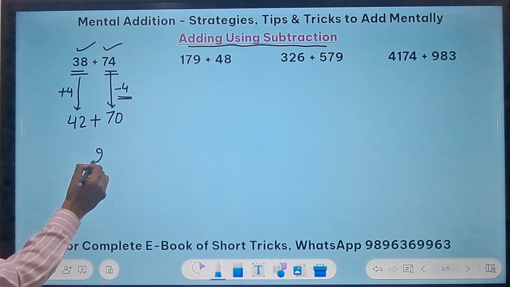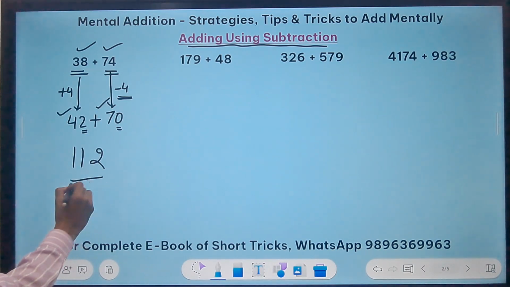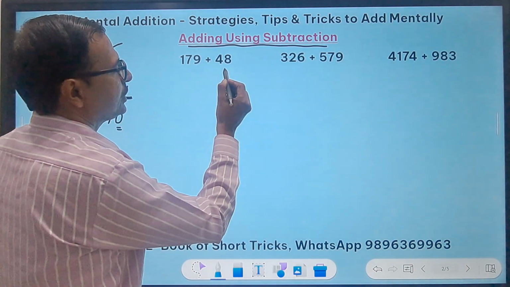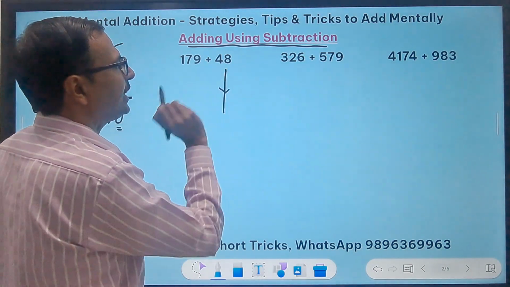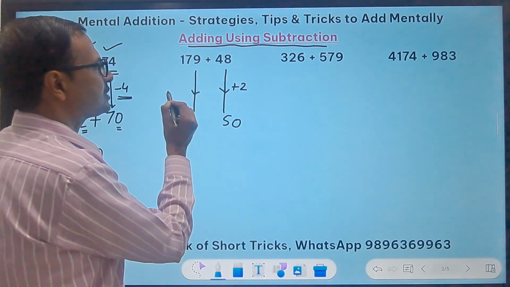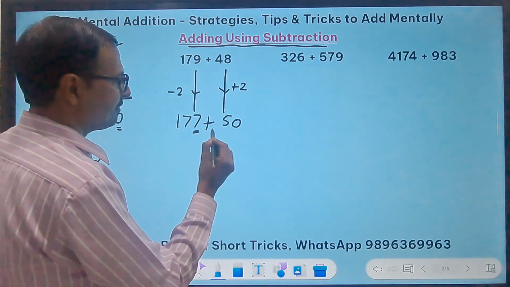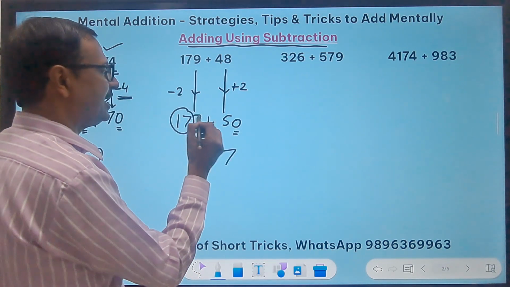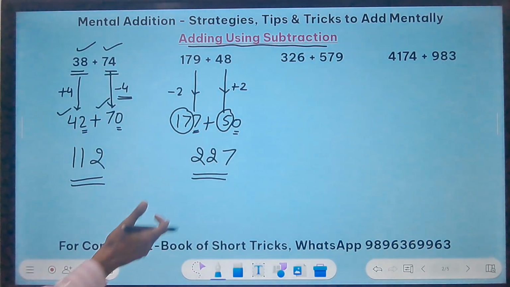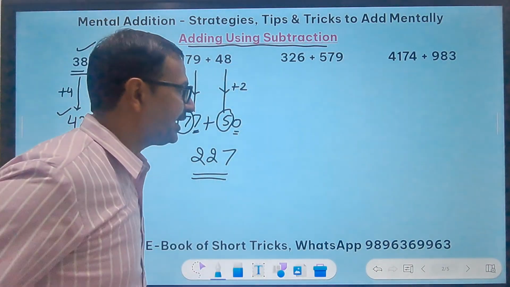Now 42 and 70. So 2 doesn't change, right? The unit place doesn't change. It's only 7 plus 4 which you have to do in the mind, and you will get your answer. Let's apply it here. Okay, so here I have 48. If I add 2 here, this will become 50, and so I have to subtract 2. So I'll get 177. Now if I add them, the 7 is not going to change. It's only 17 plus 5, which is 22. That gives me my answer, 227. See how quickly we are getting it now.